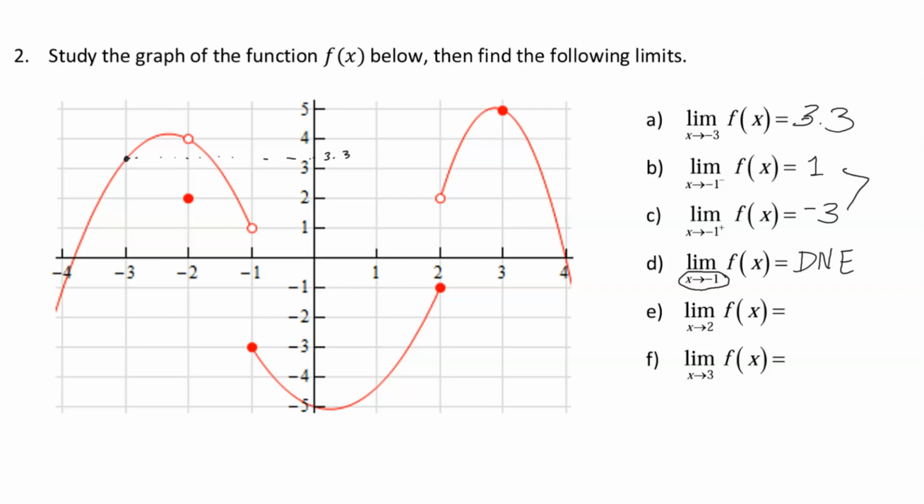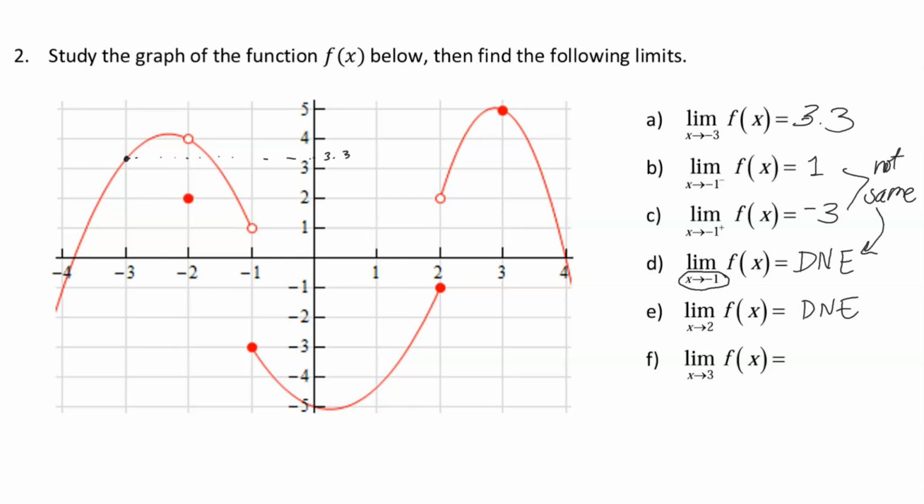And that is because from the left and from the right are not the same. So we cannot determine the limit at that point. Okay, when x is going to 2, 2 is right here. On the left, our function is going to -1. From the right, the limit is 2. Therefore, the limit at x equal to 2 does not exist because left and right hand limits are not the same.